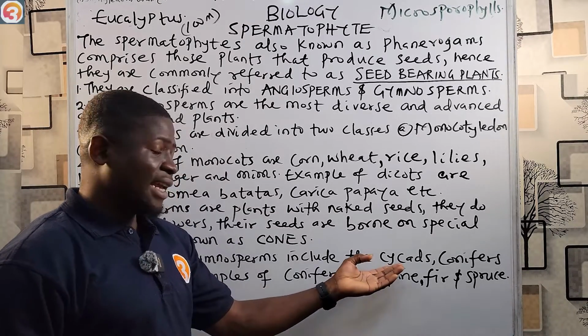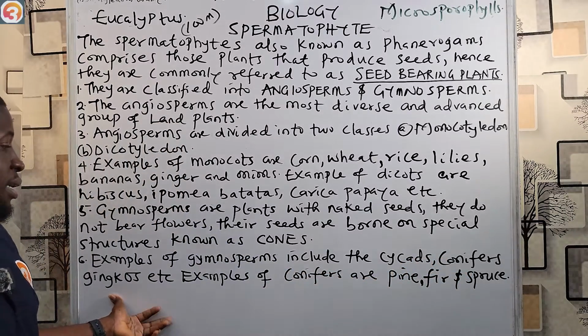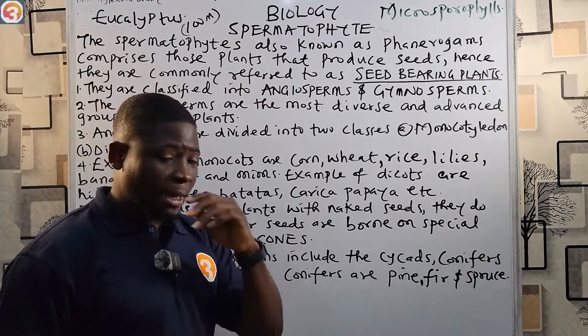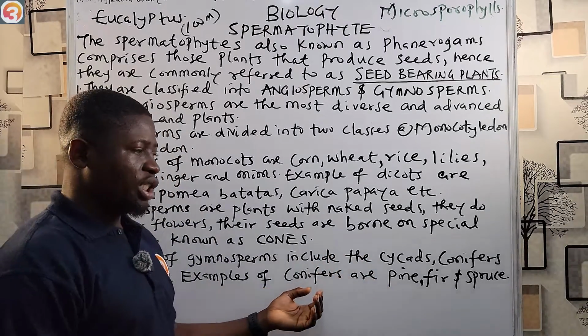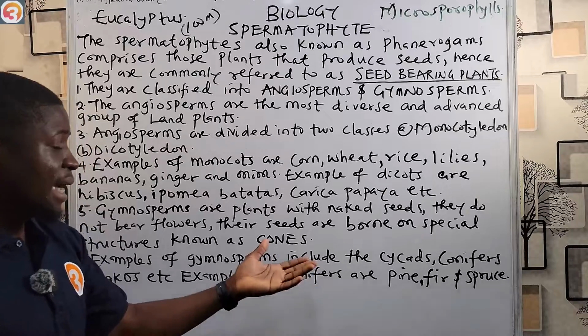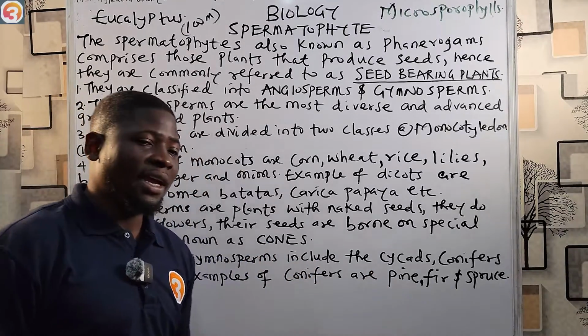We have the conifers. We have the ginkgos, and examples of conifers are pine, fir, and spruce. So these are examples of gymnosperms. So just commit them to memory. Cycads, conifers, ginkgos. Examples of conifers are pine, fir, and spruce.